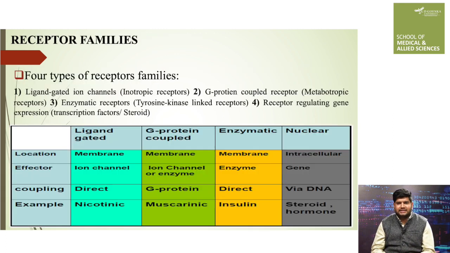of agonist. Receptor mediated drug action is achieved by four types of receptor families: ligand gated ion channels or ionotropic receptors, G protein coupled or metabotropic receptors, enzyme linked receptors or tyrosine kinase linked receptors, receptors regulating gene expression, transcription factors or steroid receptors. So, in this area we will first go to the ionotropic receptors.